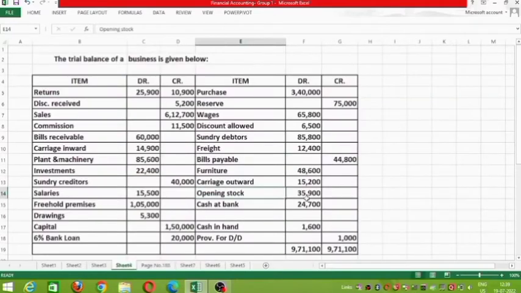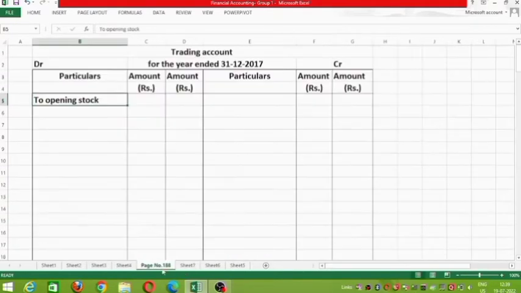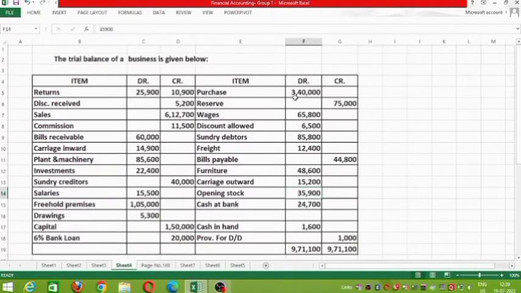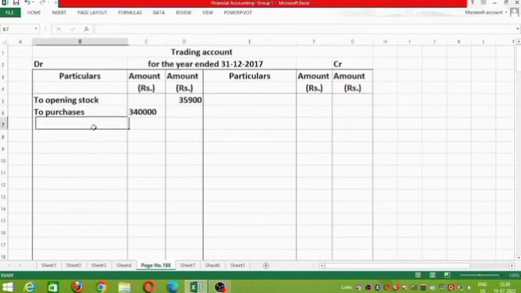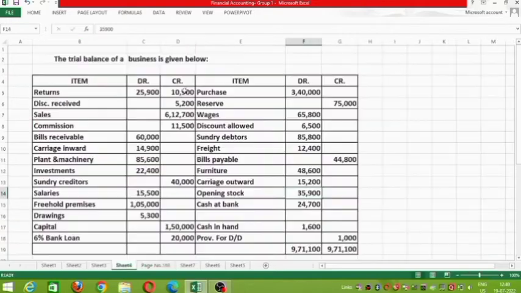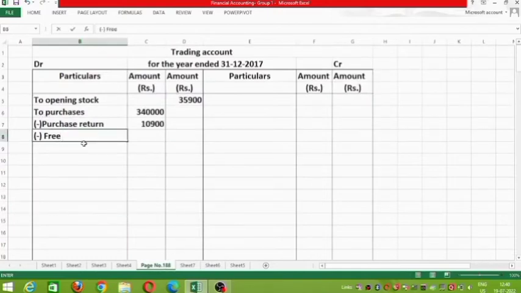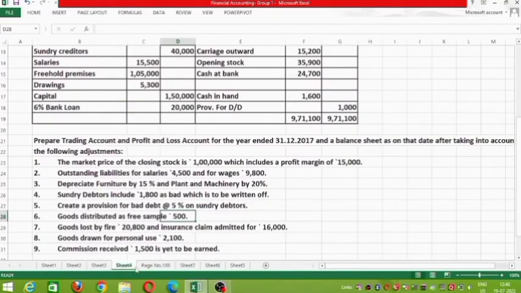To opening stock. Opening stock amount is 35,900. Next, to purchases 3,40,000. For this, certain adjustments are there. One is purchase return and free sample. So now we need to see which is the purchase return. Whatever the amount given in the credit balance, that is purchase return. The amount is 10,900. Goods which are distributed as free samples should be deducted from the purchases. The amount is given in the adjustment, that is 500.